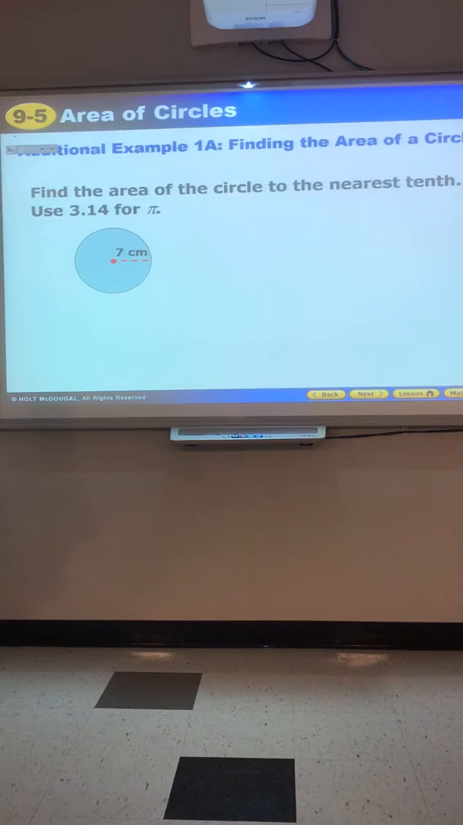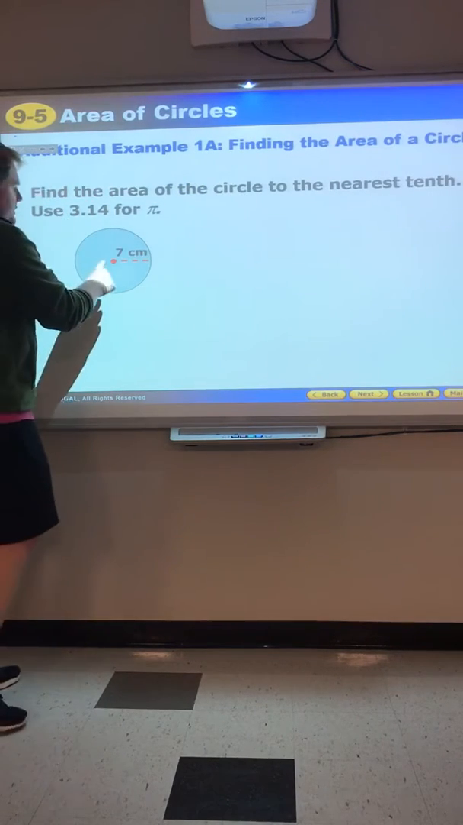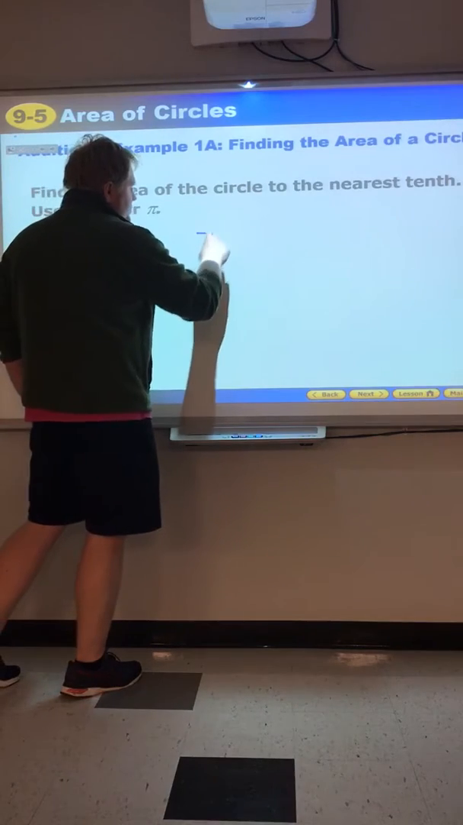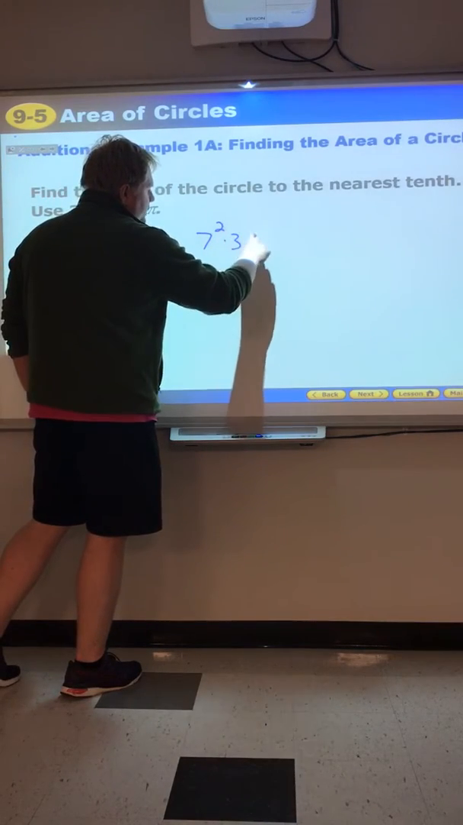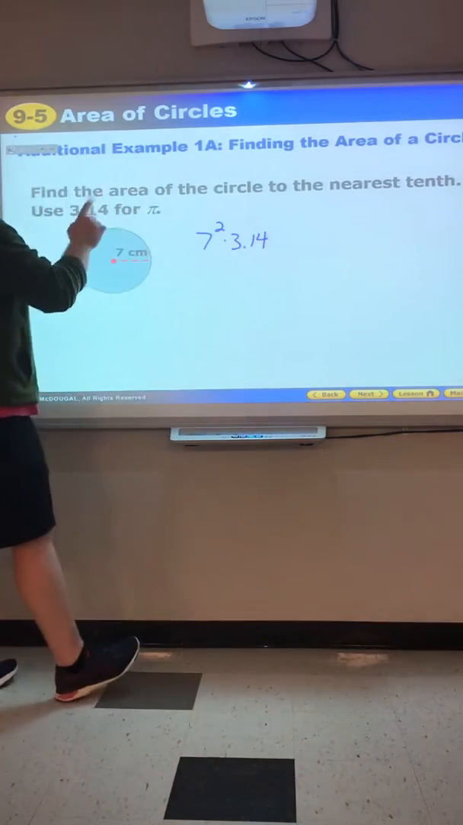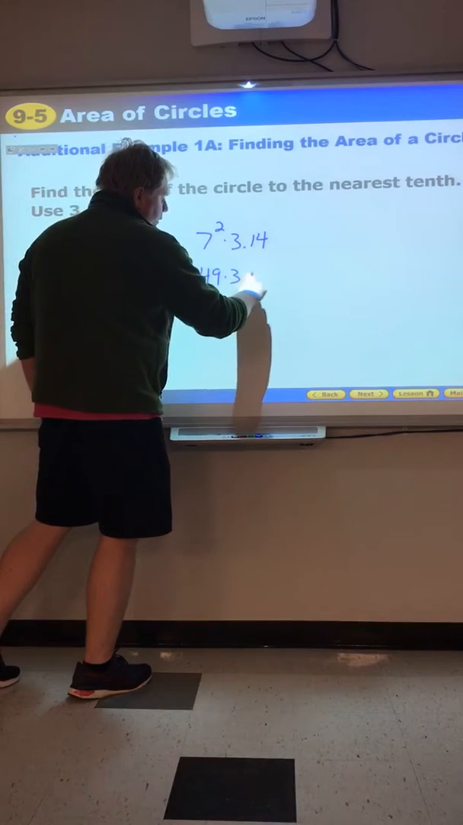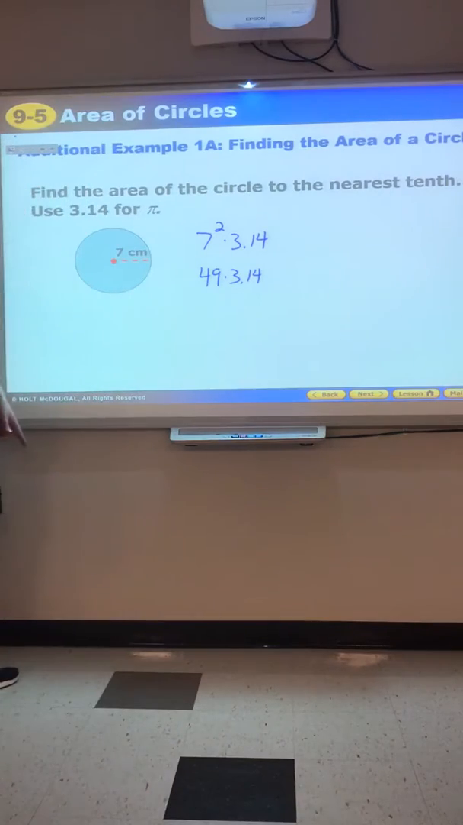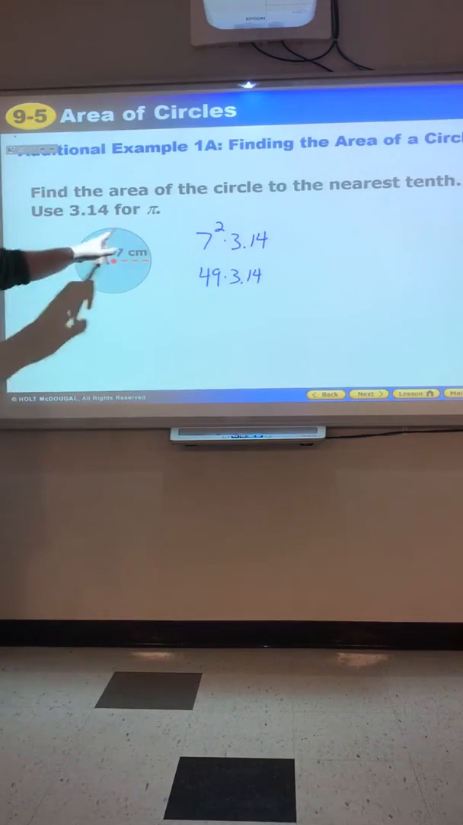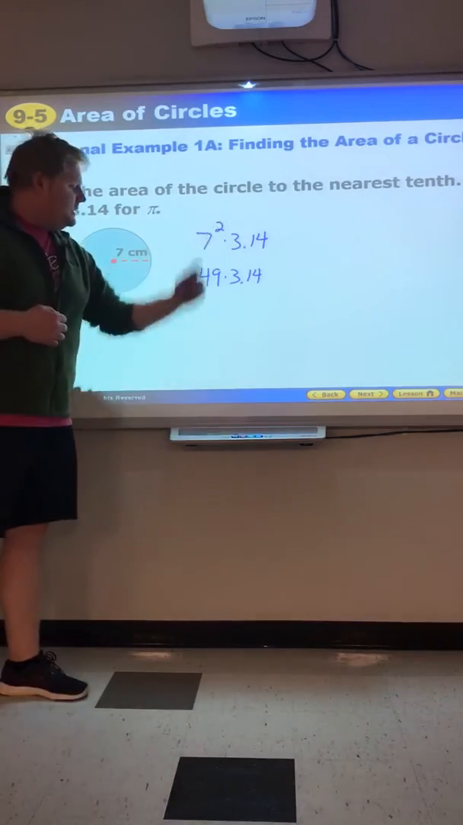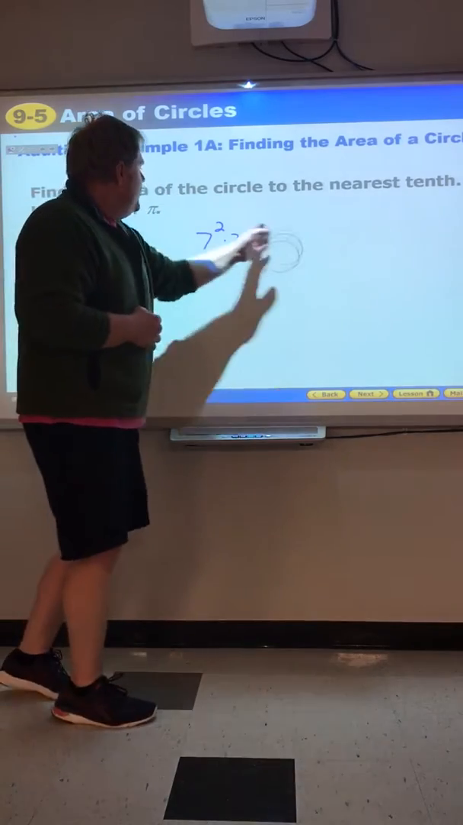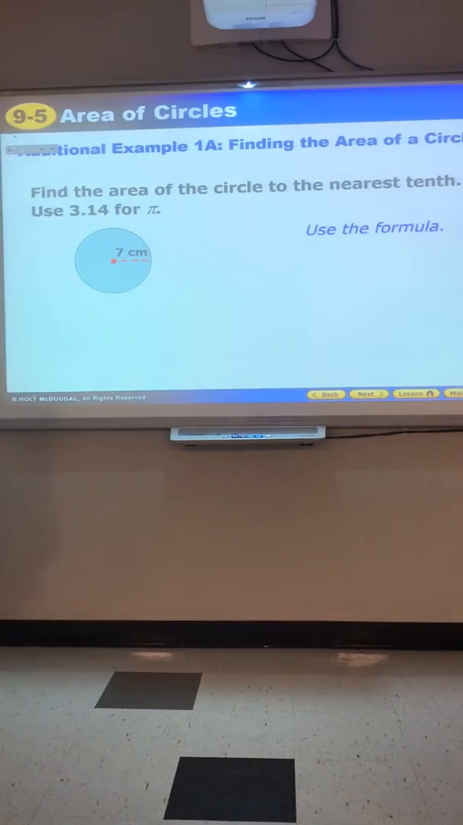So they were nice. 7 is the radius, so 7 squared times 3.14. If we do that, we get 49 times 3.14. That's all you really have to do. Find the radius, square it, take it times 3.14. This lesson is not too hard.